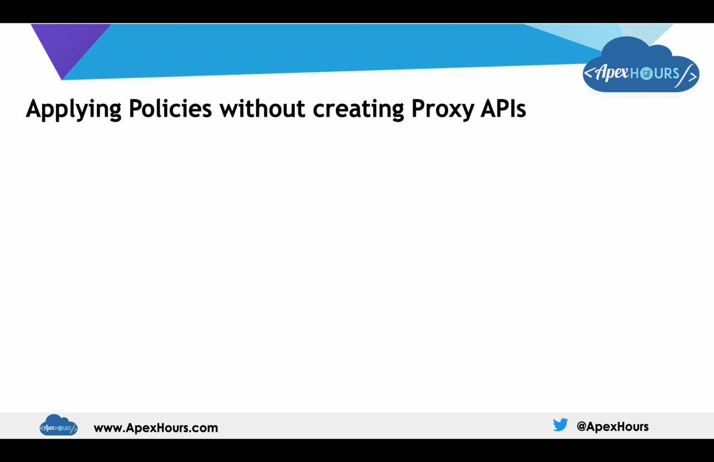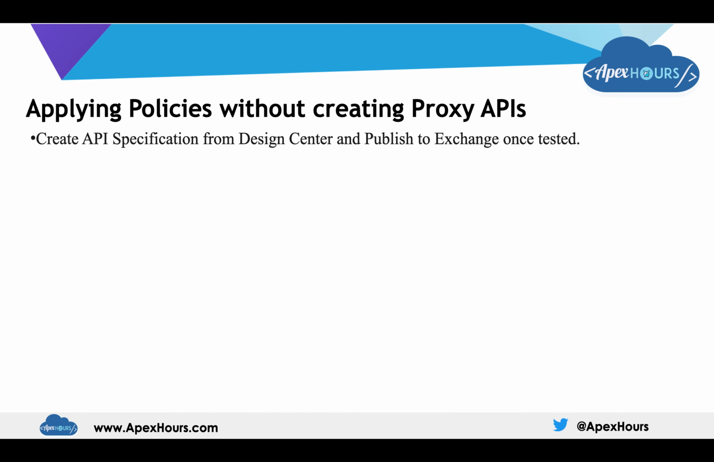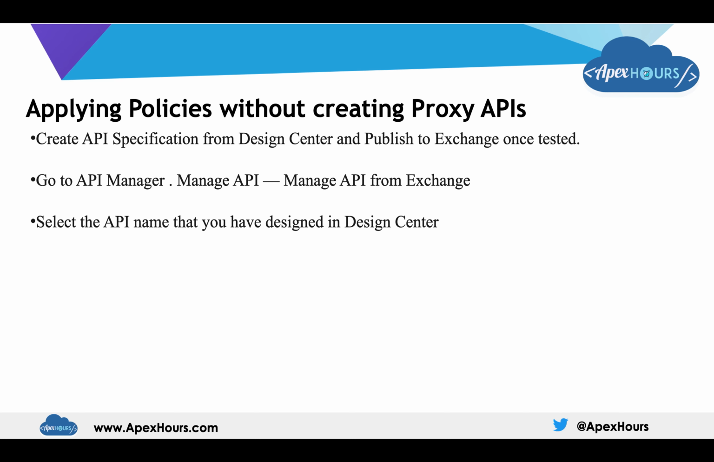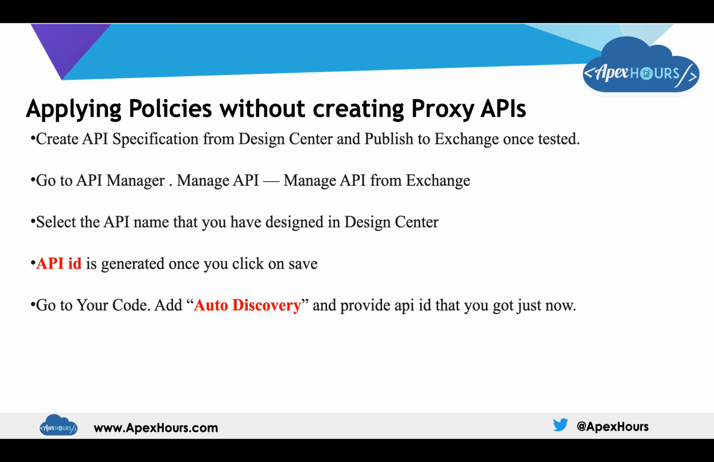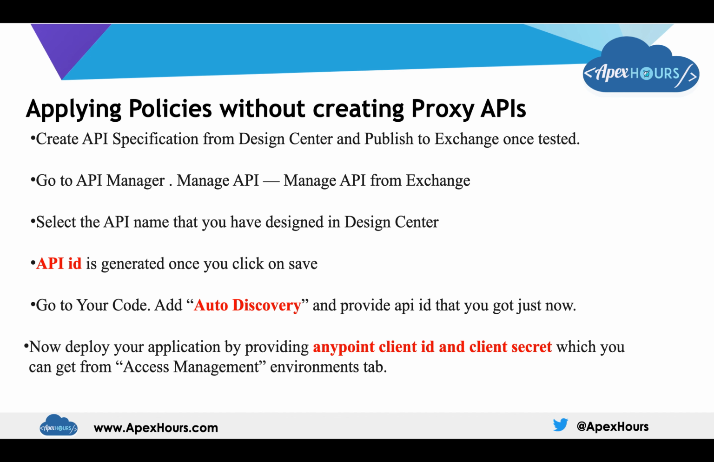So first we will see applying policies without creating proxy APIs. For that, create an API specification from Design Center and publish to Exchange. Once tested, we have done this already. Second thing is go to API Manager, click on Manage API and choose from Exchange. Select the API name that you have designed in the Design Center, and once you click on Save, API ID is generated. And go to your code, add auto discovery element with the API ID. That's it. Now you can deploy again your application by providing these two.